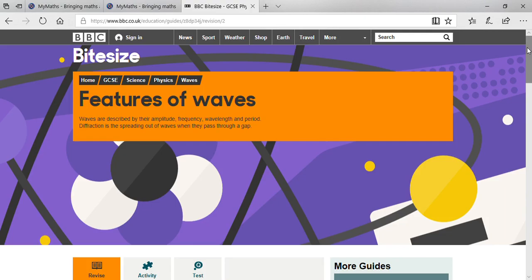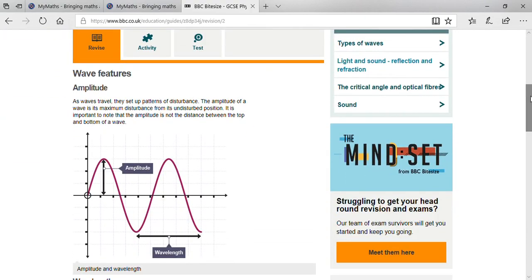So the next topic is wave features. As I explained to you, amplitude. As waves travel, they set up a pattern of disturbance with respect to their mean position. If you would like to define the mean position, whatever is your x-axis will be your mean position with respect to a particular wave. Clear? Here you can see it is defining a pattern, up and down. The maximum displacement on either side, either up or down, is known as your amplitude.